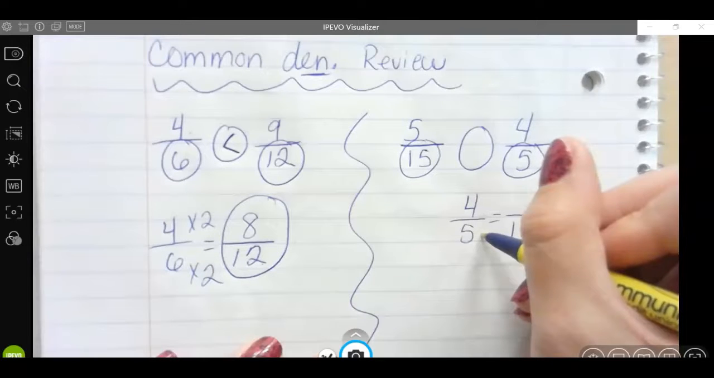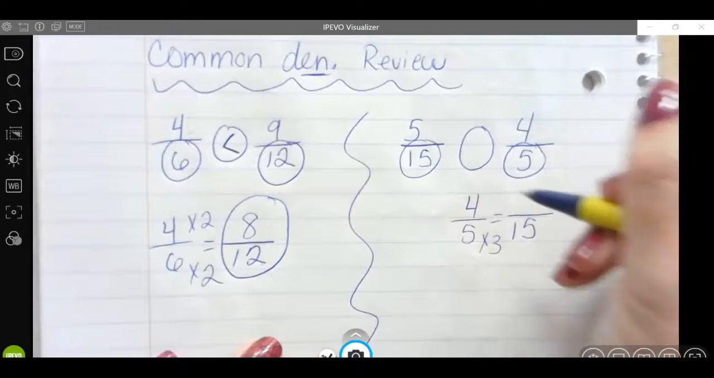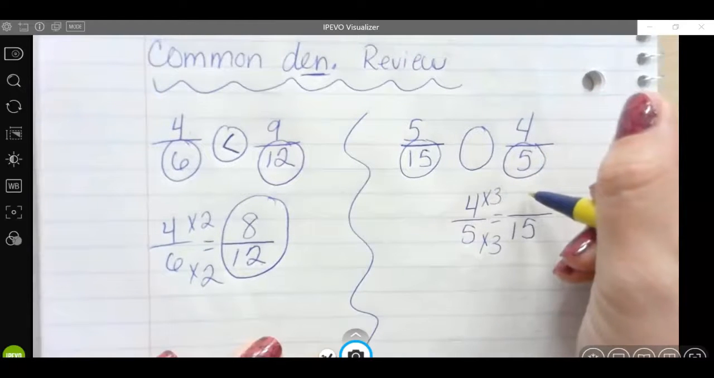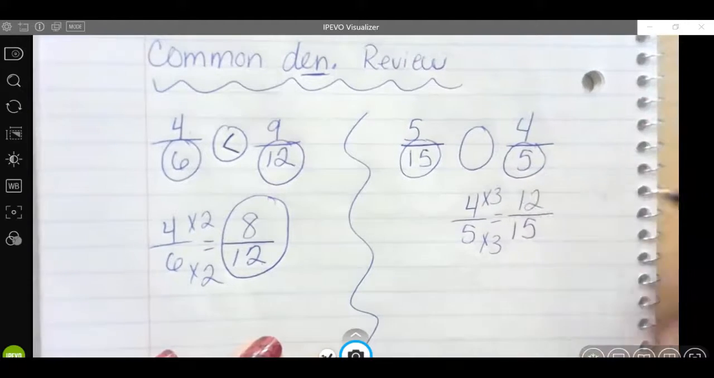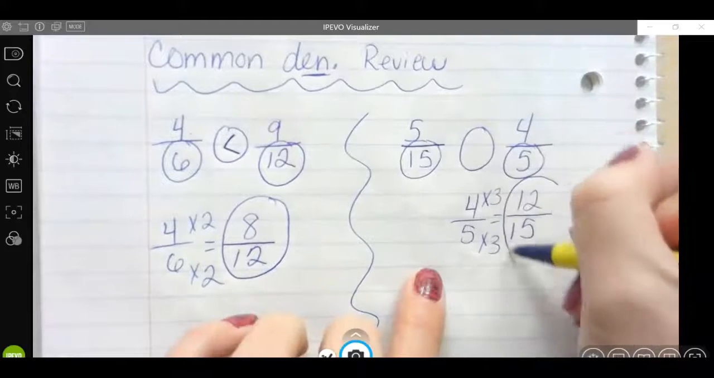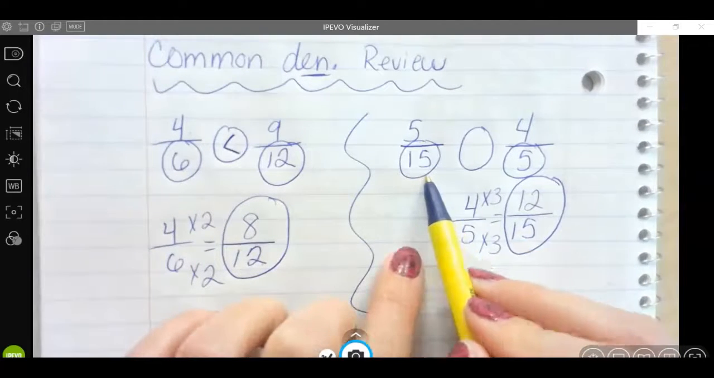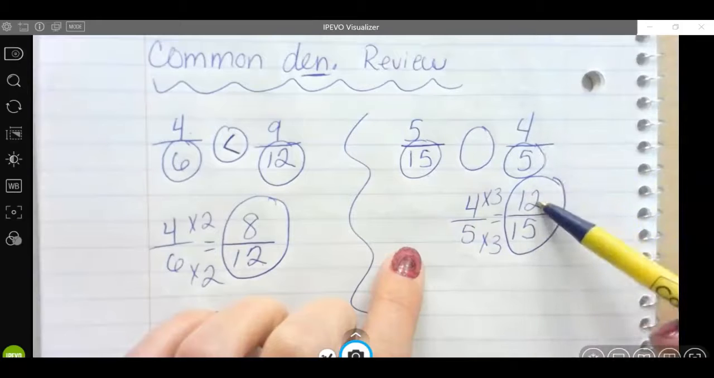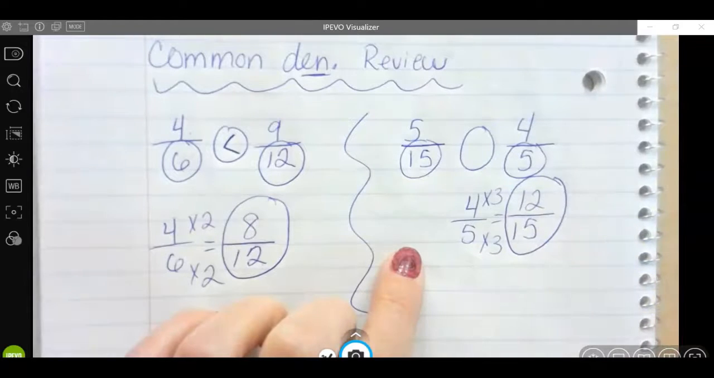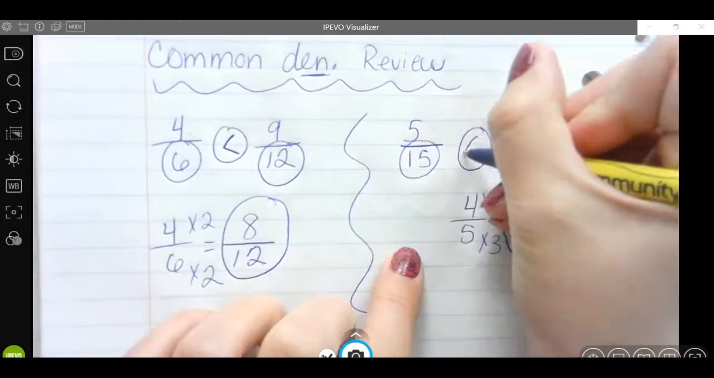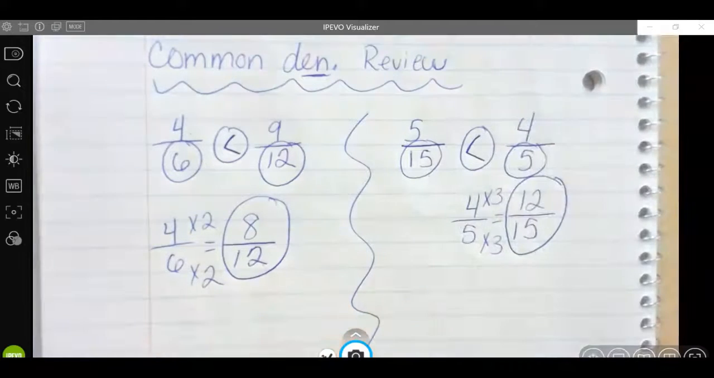4/5 is greater. Liam, help him out. 3. Multiply by 3. So the 4 I'm going to multiply by 3. What's 4 times 3? 12. Okay. So now I have 5/15, and 4/5 is equal to 12/15. So which fraction is greater? 4/5. 4/5. Good.